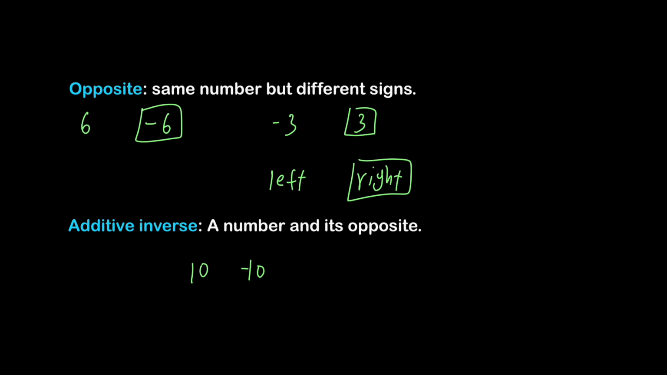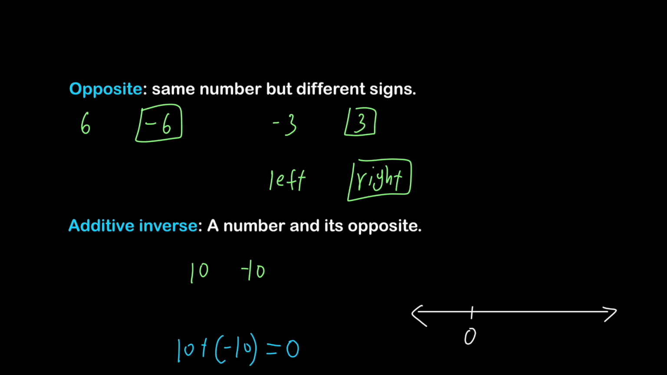And what about if I want to add these two numbers together? What do we get? Let's see, 10 plus negative 10, just 0. And you can approach that through this number line.